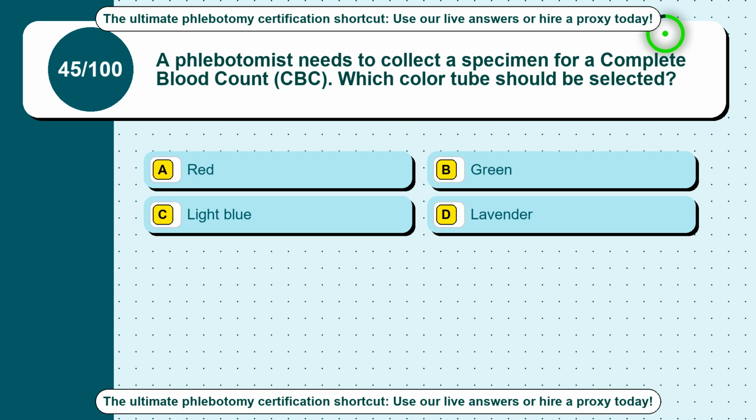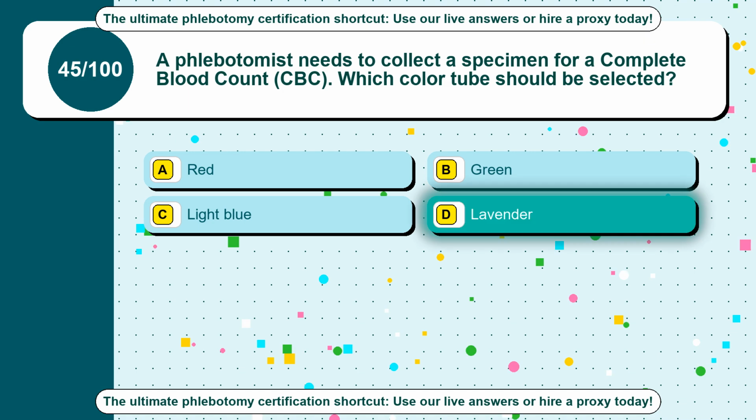Question 45. A phlebotomist needs to collect a specimen for a complete blood count, CBC. Which color tube should be selected? Option A. Red. Option B. Green. Option C. Light blue. Option D. Lavender. The correct answer is option D.